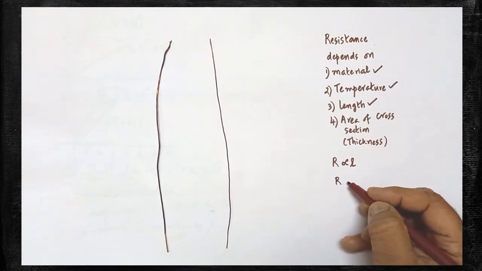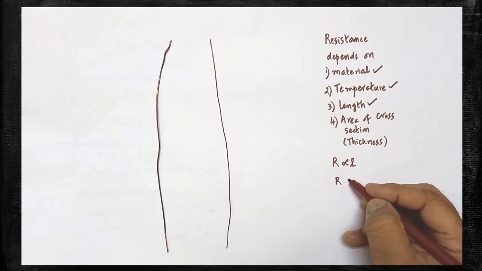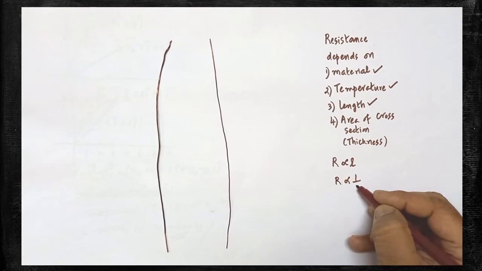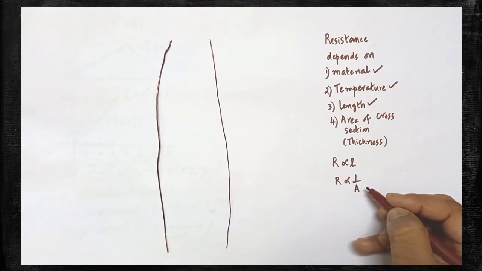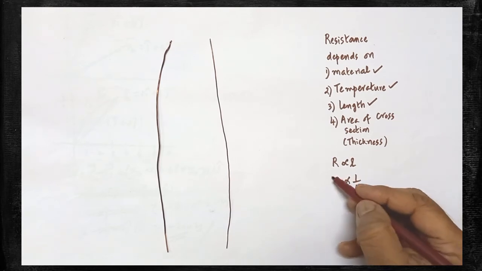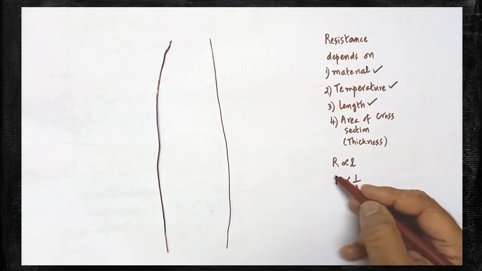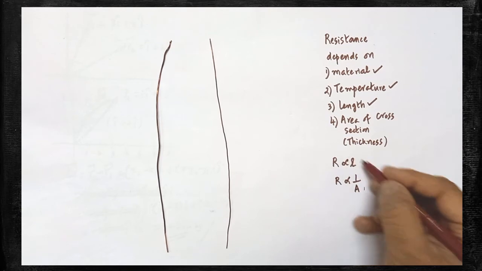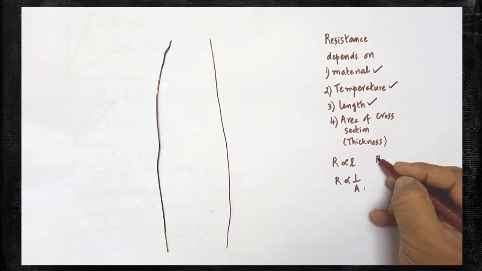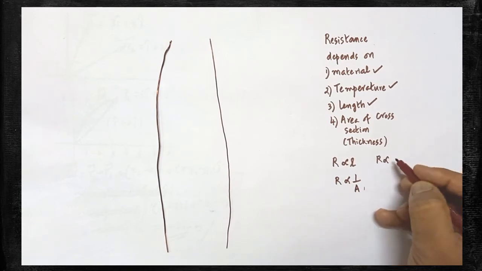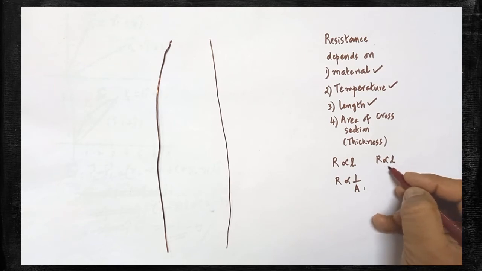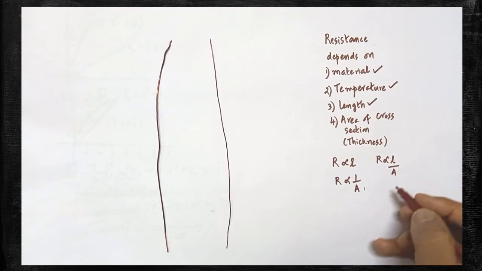How can resistance and area of cross section be related? Resistance is inversely proportional to the area of cross section. When area of cross section is more, resistance will be less. When area of cross section is less, resistance will be more. How can these things be related? R is directly proportional to the length and inversely proportional to the area of cross section.